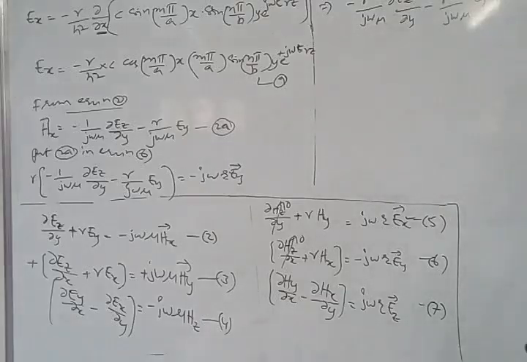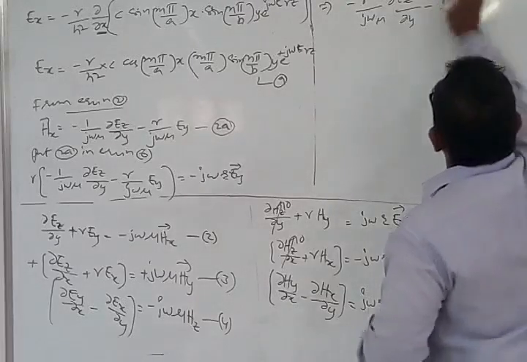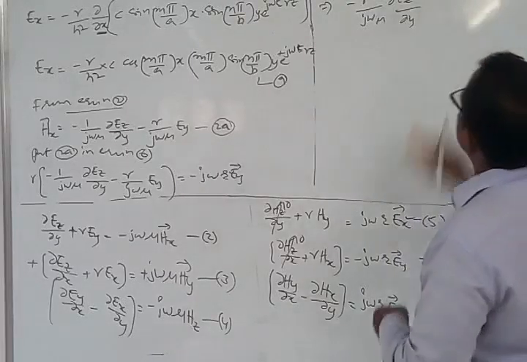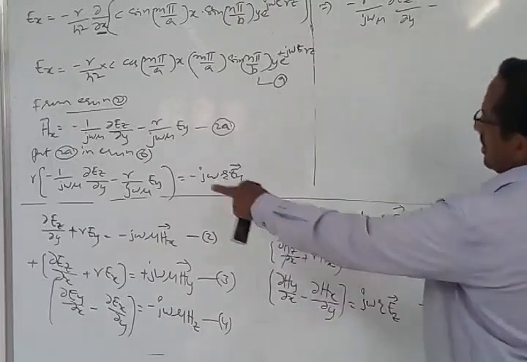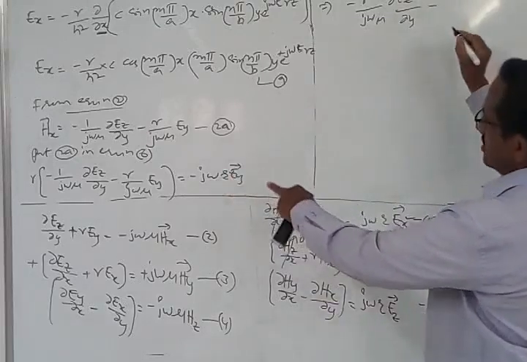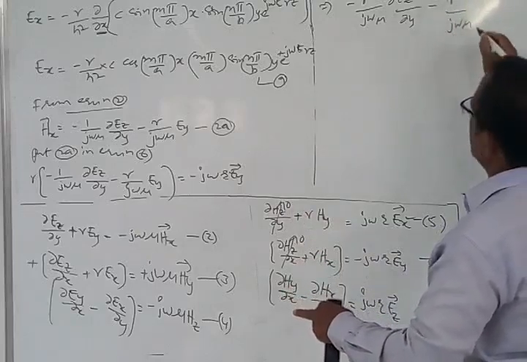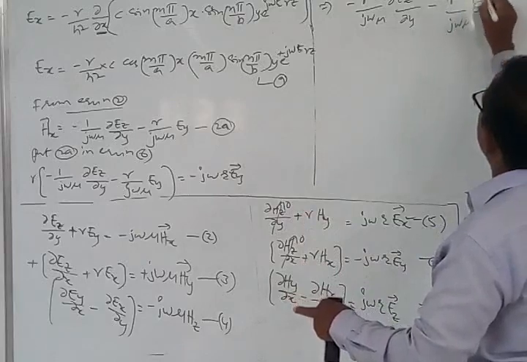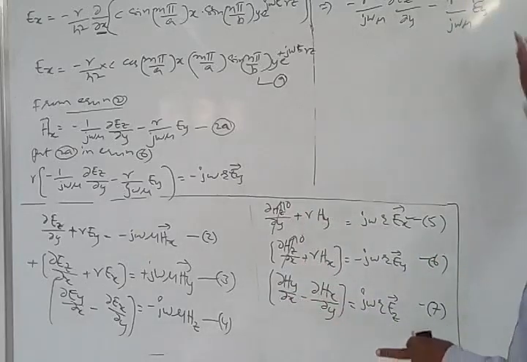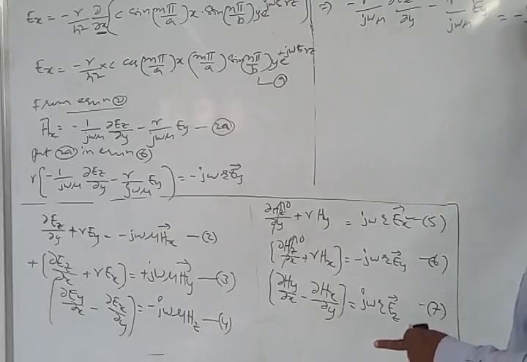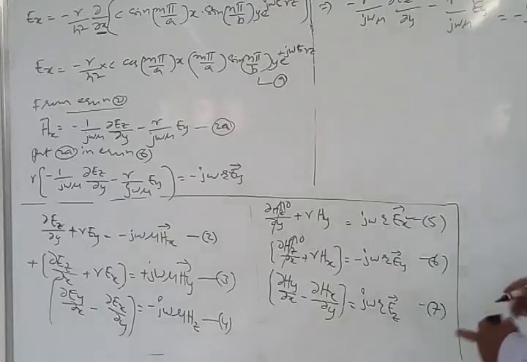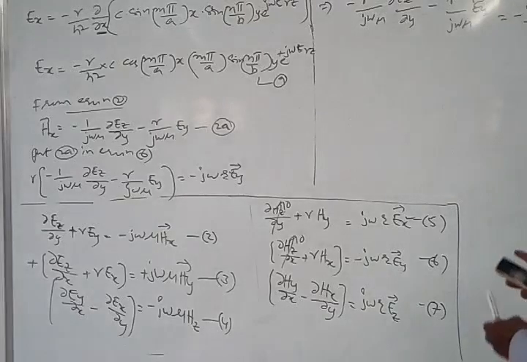Okay. So in this equation, I'll write it again. So it's going to be minus gamma by that factor minus gamma square by j omega mu into Ey is equal to minus j omega epsilon into Ey. Okay, so that is the equation that I have got over here.